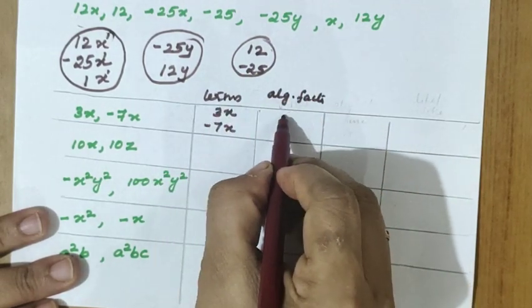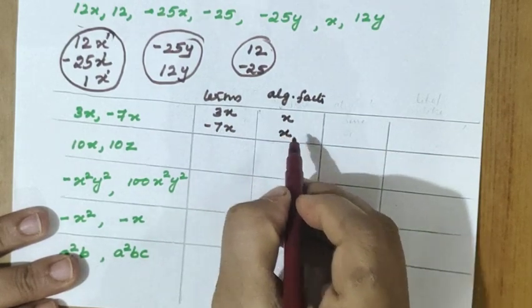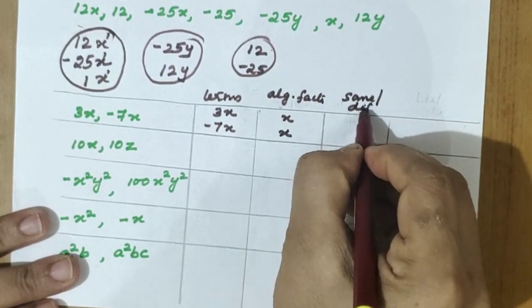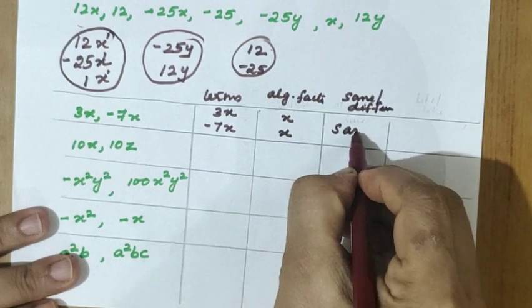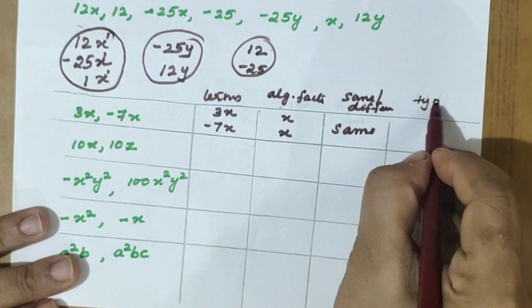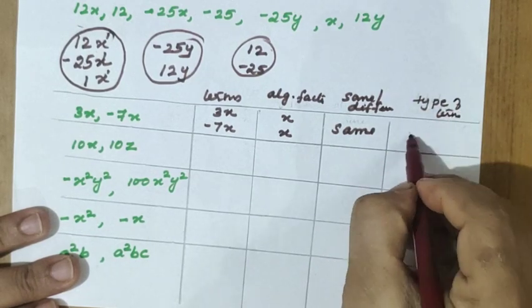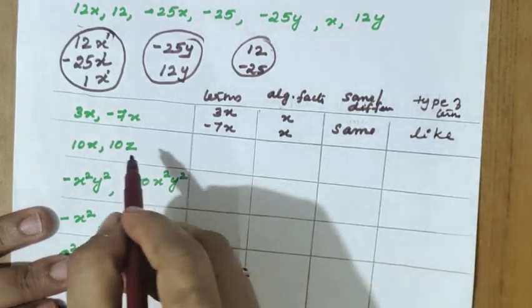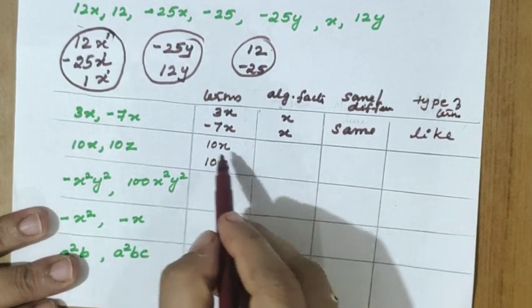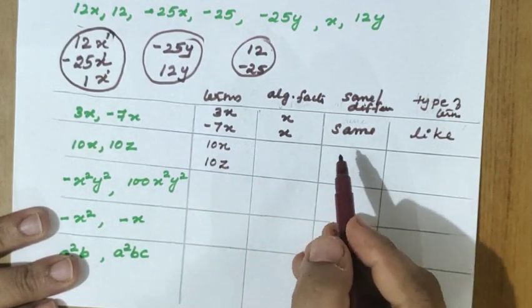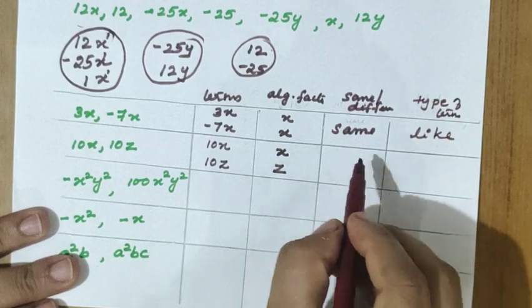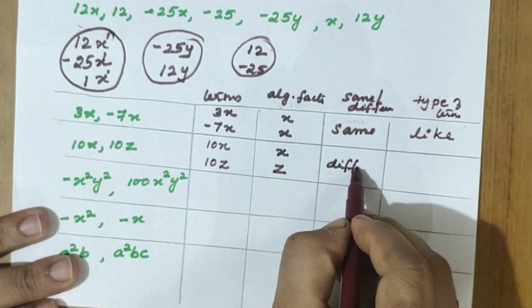In 3x, which is the algebraic factor? X. Minus 7x, the algebraic factor is x. So both are same or not? That is the question. Same or different? What is the answer you can give? It is same. Both have x with the power 1. So the type of the terms is like. Similarly, what is the first term? 10x. And what is the second term? 10t. Numerical coefficients are the same, 10 only, but the variables are x here and t here. So same or different? We are getting different algebraic factors. So I'll write here different.